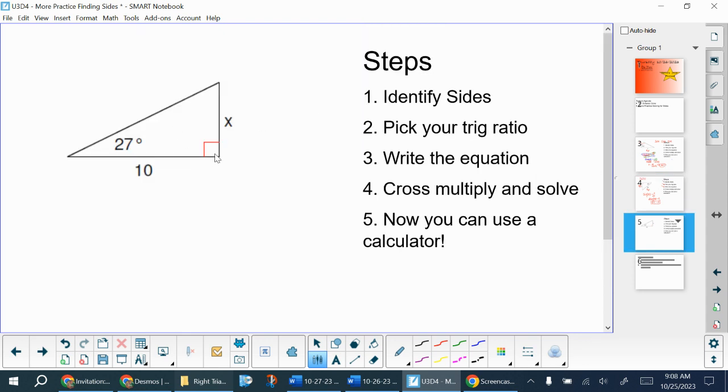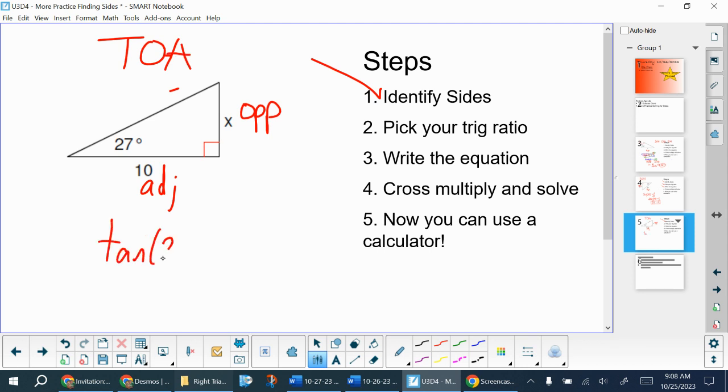The last one here, I'm trying to do one for each of these. We've got opposite over here. We've got adjacent over here. The hypotenuse is this one. We didn't use that one, I don't really care about it. I identified my sides. Opposite and adjacent, if I think about my SOHCAHTOA, is tangent. So tangent of 27 is the opposite side divided by the adjacent side.